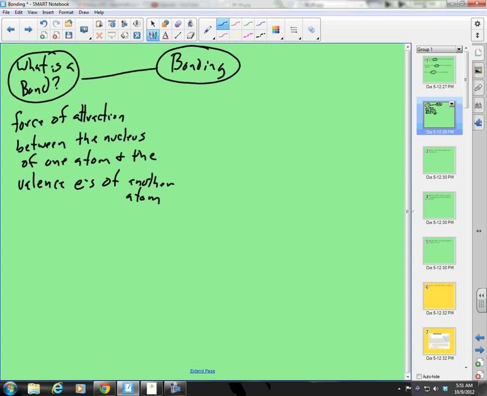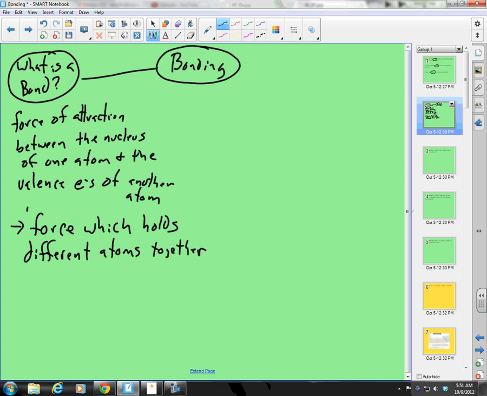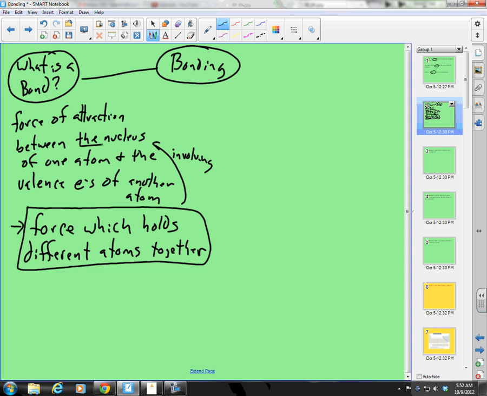So that means we're talking about something that holds different atoms together. Okay, so if we wanted to simplify this, we could say it is a force which holds different atoms together. And that might be the simplest definition. How does it do this? Or what's involved? This is really what's involved, right? Involving the nucleus of one atom and the valence electrons of the other atom.